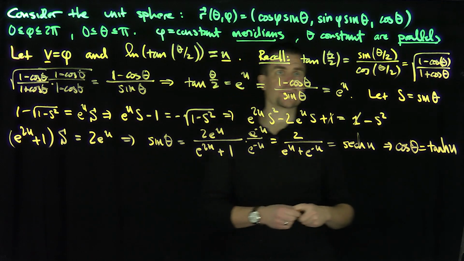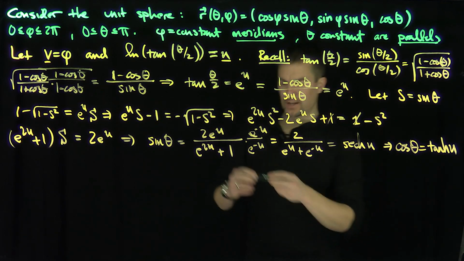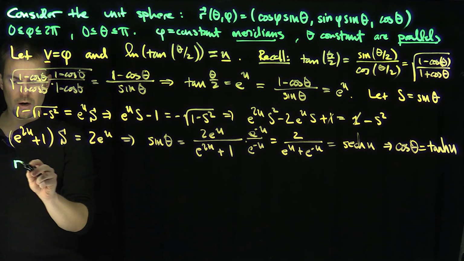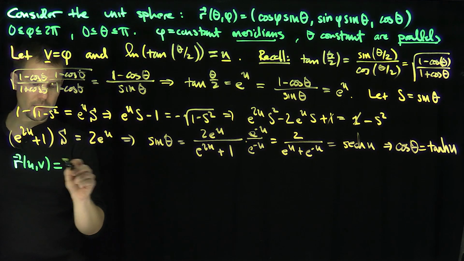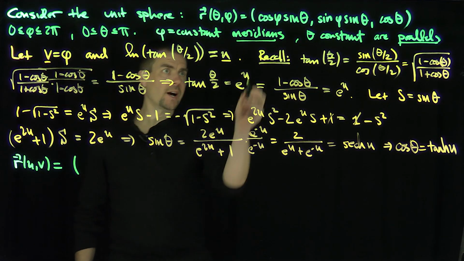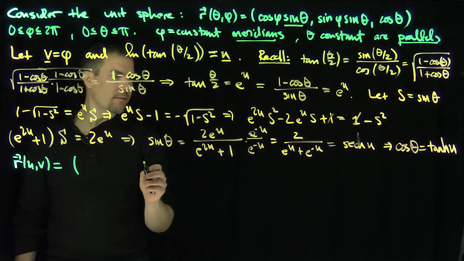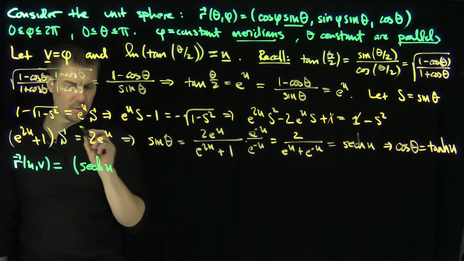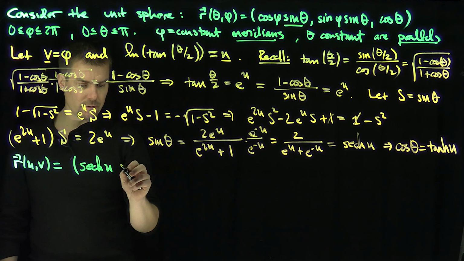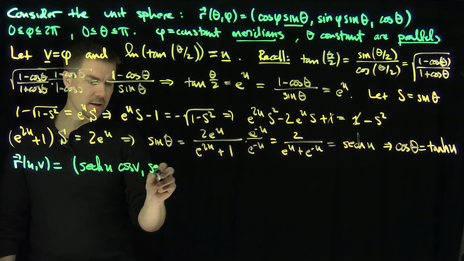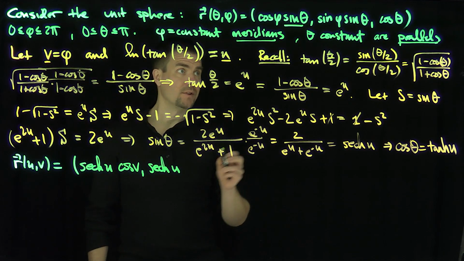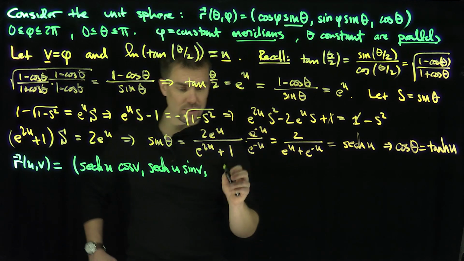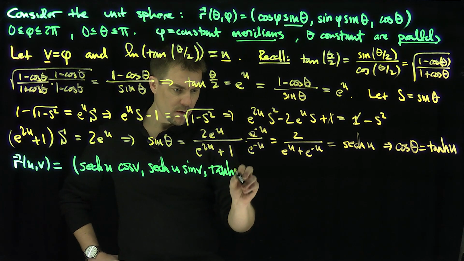And so now we have our reparameterization over here. Great. And remember that phi is equal to v, so now we have our parameterization r of u and v. It's going to be cosine of v times sine of theta, but the sine of theta is the hyperbolic secant of u. Then hyperbolic secant of u times the sine of v, and then finally you're going to have just the cosine of theta, which is the hyperbolic tangent of u.